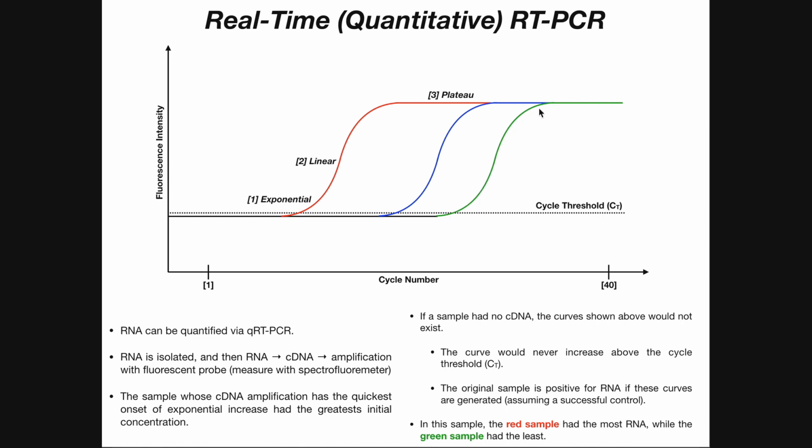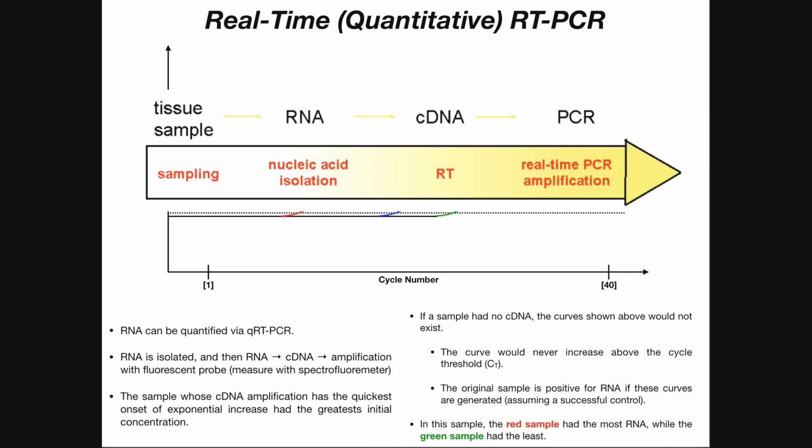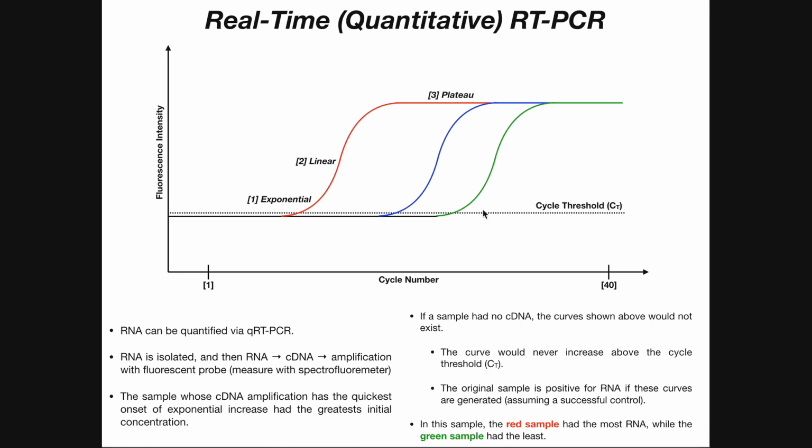If you had a sample where there was no RNA, you would never see these curves increase above the cycle threshold. So if there was ever a situation where it just didn't go above the cycle threshold, that could conclude that there was no RNA in that sample. Okay? And therefore, if there was no RNA, there wouldn't be any cDNA, and there'd be nothing to amplify. And that's why you wouldn't see anything above the cycle threshold.